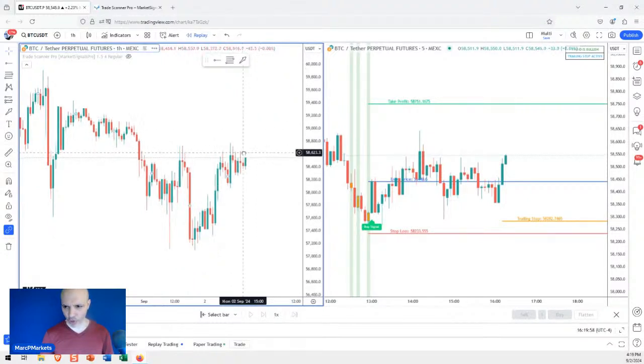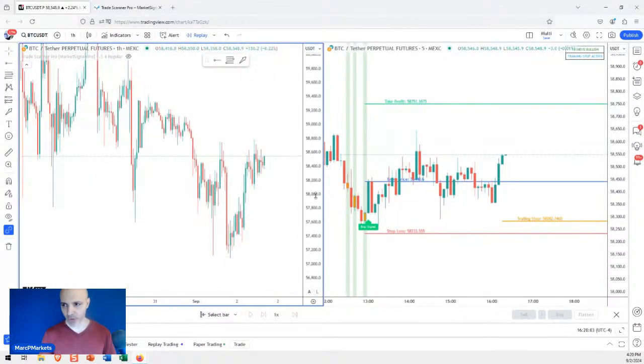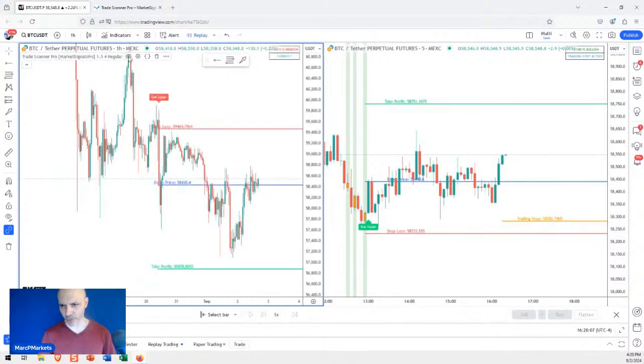Wait, we have an hourly chart on this side, right? So I'm going to get advanced very quickly here. On the hourly chart, I'm looking for support and resistance levels. Now, what is my trend? Let's turn the Trade Scanner on.